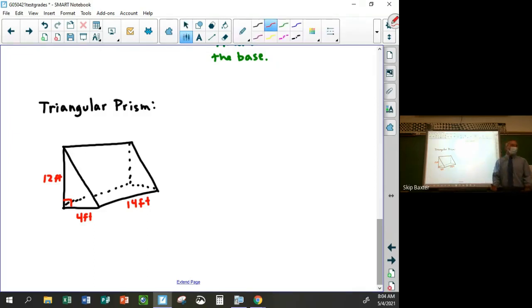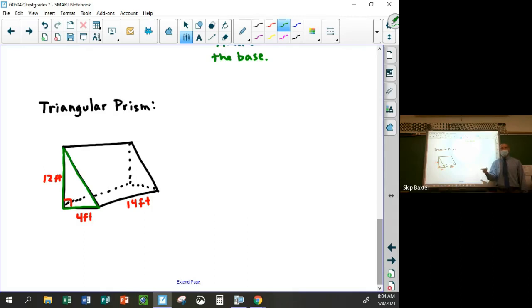So all you're gonna do is you're just gonna take the area of the base times the height. So the base in this case is this triangular piece. Okay, so don't be misled by the word base. It doesn't necessarily mean bottom. Depends on how the thing's sitting, right? How do I know that that's a base? Without me telling you.